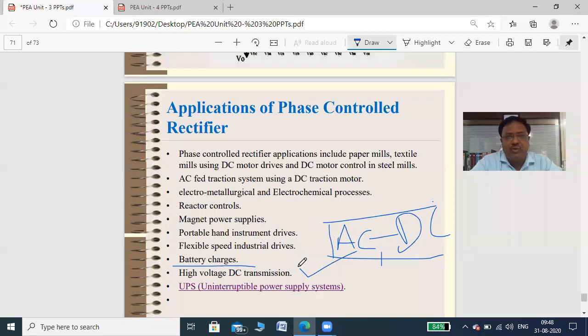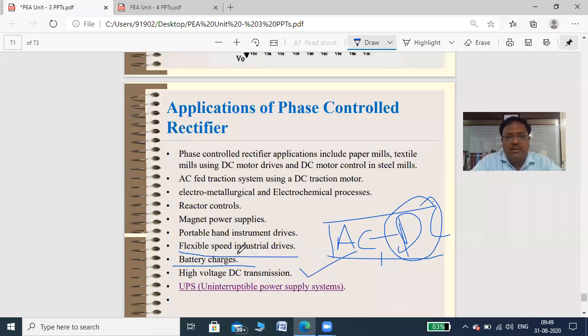Then battery charger. We know that our mobile requires charging, right? So even your mobile charger includes an AC to DC converter, because you are directly using the AC source to connect your mobile charger. So in a mobile charger, there will be a circuit called AC to DC, because your mobile charging is accomplished only on DC, right? Not on AC, because it is a battery. So a battery requires DC voltage.